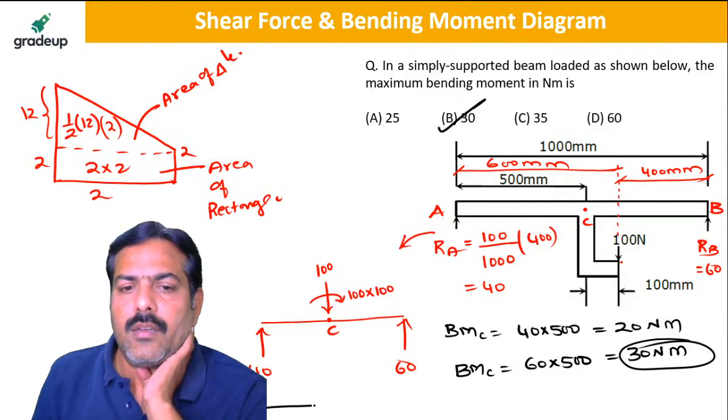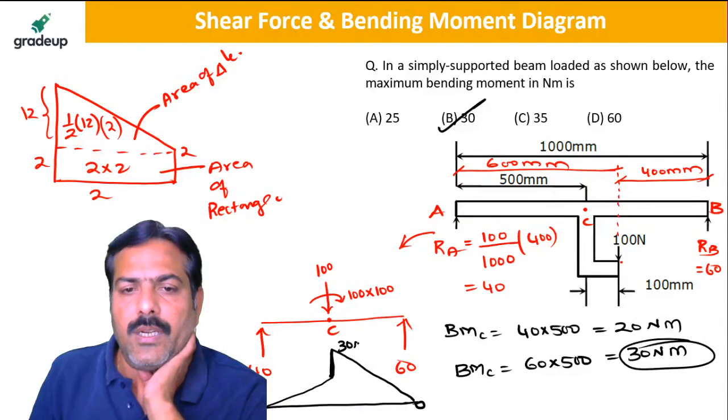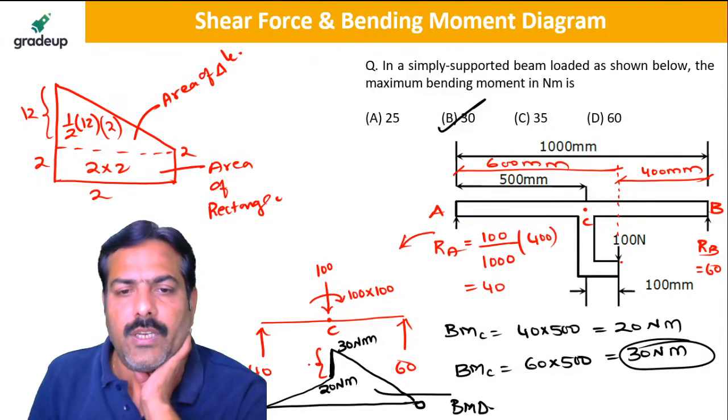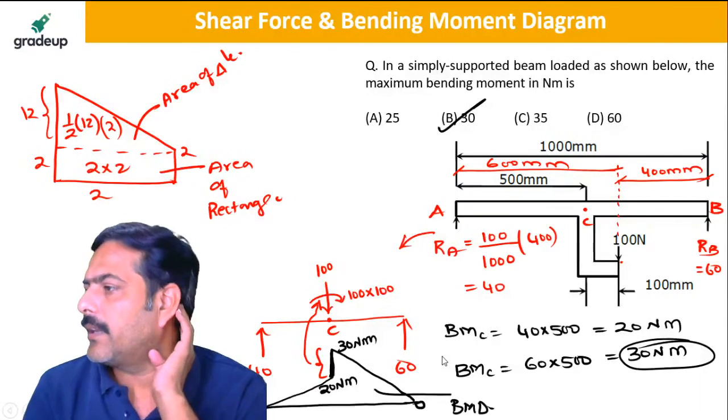So you see that the bending moment at this point is 0. The bending moment at this point is 0. It is going up to 20. From here it is coming to 30. And there is a vertical jump because of the external moment. So this is 30 Newton meter. This is 20 Newton meter. And this diagram is called the bending moment diagram. There is a vertical jump from 30 to 20 or 20 to 30 because of the external moment, 100 into 100.